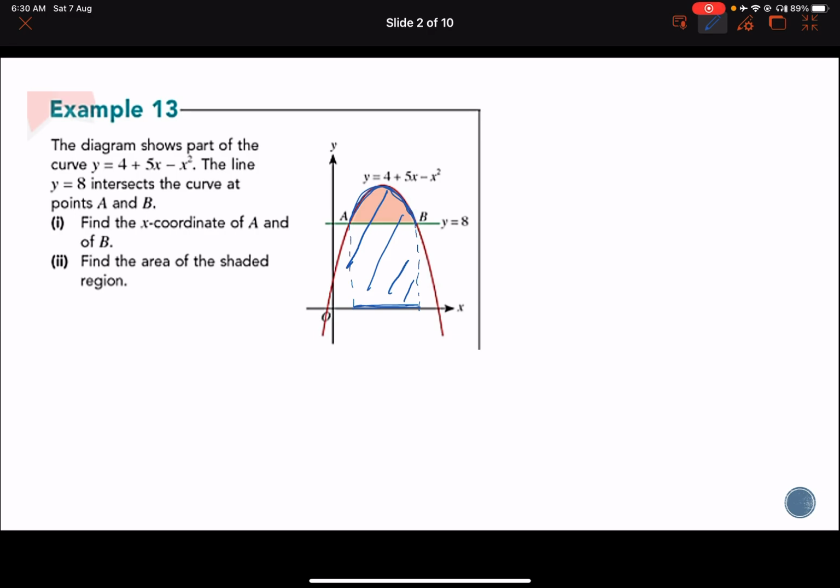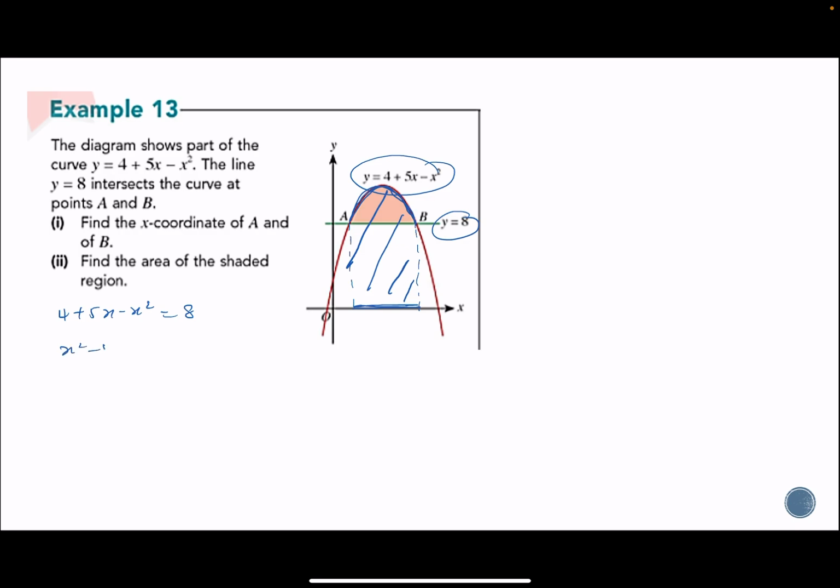Now, the first thing to do, of course, is to find out the coordinates of A and B. So to find the coordinates of A and B is actually quite simple. You have this equation and this equation. So all you have to do is just to set it together and you'll be able to solve it. All right, so you can have x squared minus 5x plus 4 equals 0. And you'll be able to get it that it will be between 1 and 4.